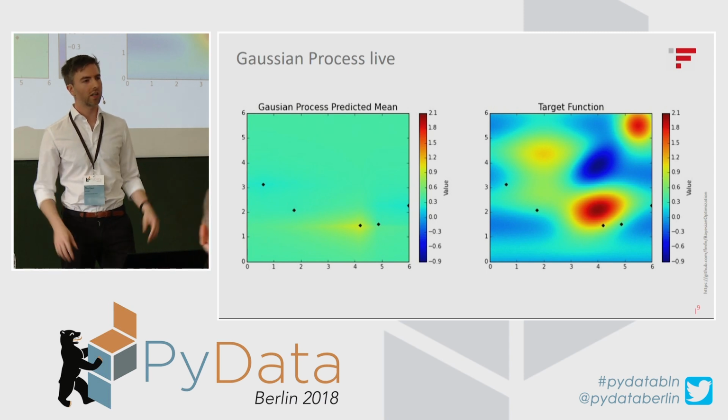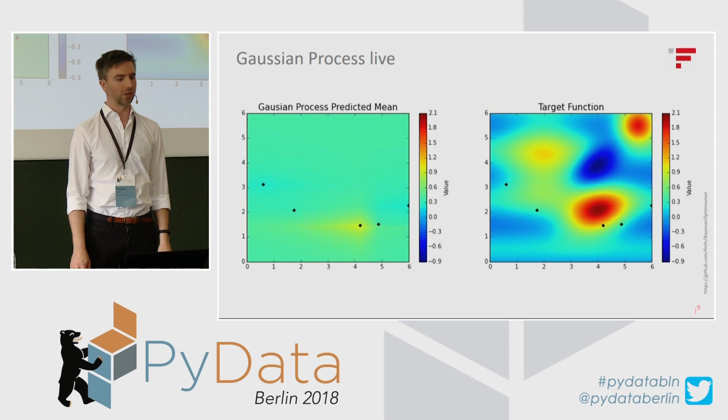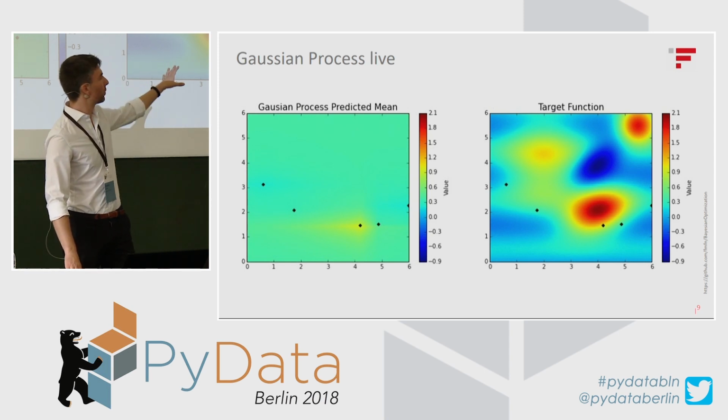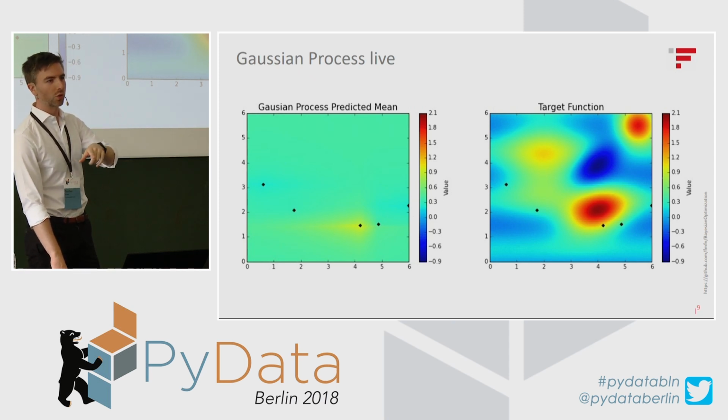And now let's look at the Gaussian process doing exactly this in a nutshell. On the right, you have a true target function. And on the left, sorry, there's actually the sources. Sorry, I have to say this.